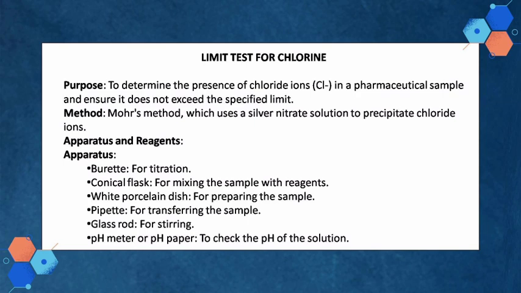Apparatus and reagents. Apparatus used: burette, for titration; conical flask, for mixing the sample with reagents; white porcelain dish, for preparing the sample; pipette, for transferring the sample; glass rod, for stirring; pH meter or pH paper, to check the pH of the solution.